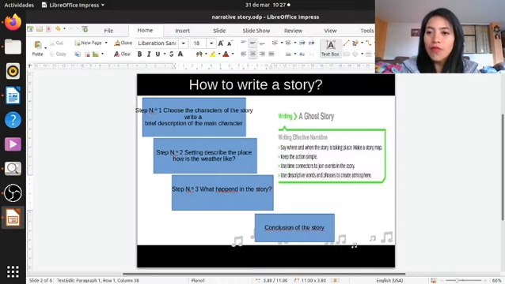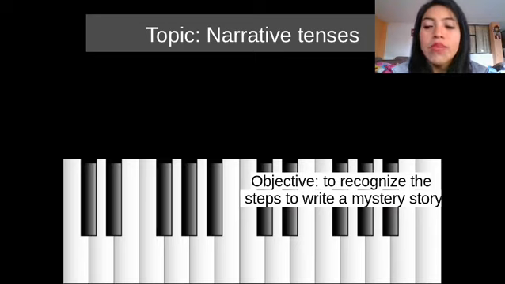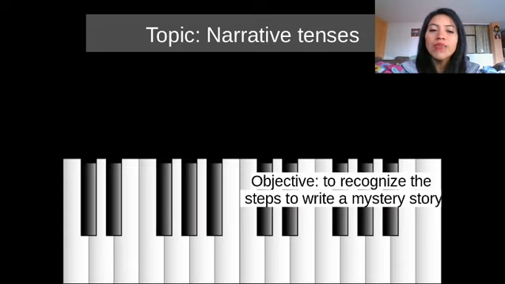And the topic for today is narrative tenses, right? And the objective is to recognize the steps to write a mystery story. But first of all, do you remember what kind of connectors do we use in the story yesterday? Very good, when, while, very good.